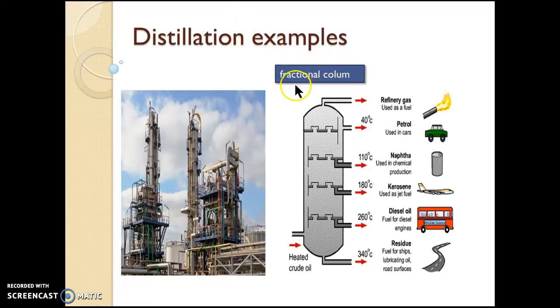In this fractional column we have different levels. Each level corresponds with a certain temperature. For example, the first level corresponds with 206 degrees Celsius. At this temperature, diesel will condense. At 180 degrees Celsius we will find kerosene that is used as a fuel for airplanes, and the higher we go, the lower our boiling point gets.